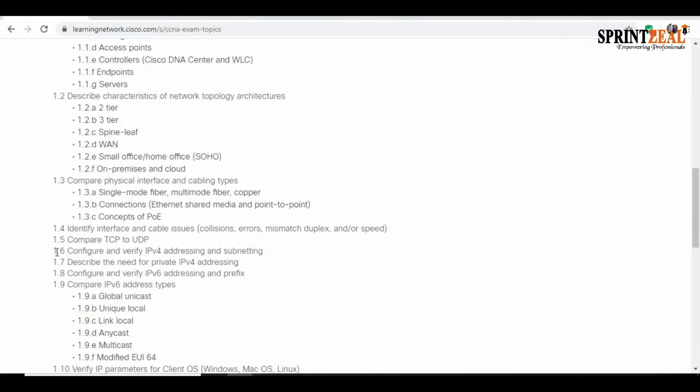So now we'll do IPv4 addressing and subnetting and all. But before that, we'll compare TCP and UDP. Earlier in the CCNA, there was the whole OSI model and comparing the TCP/IP model to the OSI model. But in the new CCNA there is no OSI model and no TCP/IP model. It just wants us to know the TCP and UDP comparison, so I'll show you the comparison.